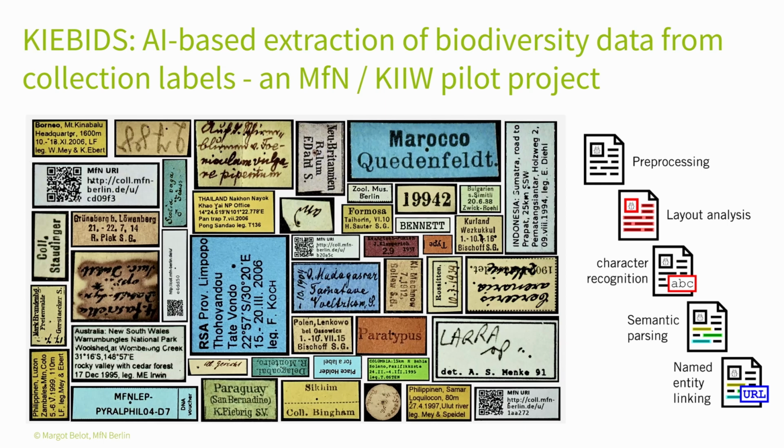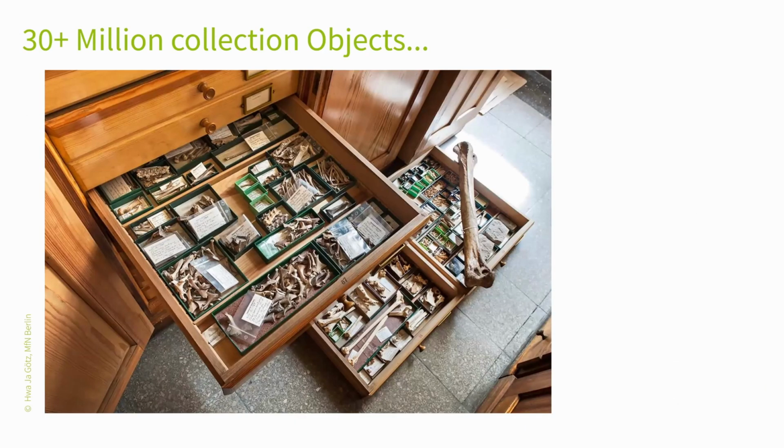So in this talk, I will present the KIEBIDS project that is about implementing a software solution for conducting information extraction from collection labels and potentially also from other written sources. And we estimate that our collections house more than 30 million collection objects. We don't know exactly because some parts of the collections have not been touched for a long time. And we are in the process of updating the infrastructure for the collections and the housing for the collections themselves.